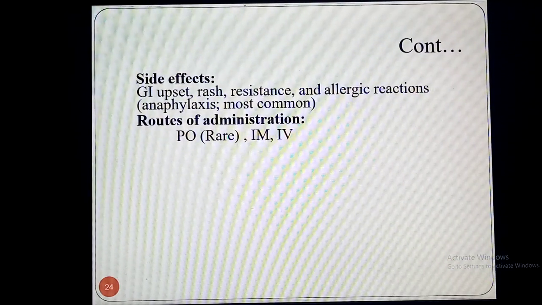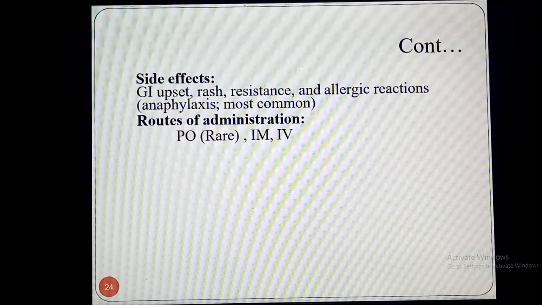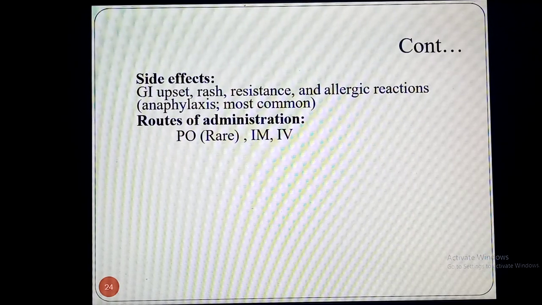Now there are different side effects of beta lactams. These are the known effects; we can't say these are unwanted effects. These are predictable, like GIT upset, rashes, resistance and allergic reaction.